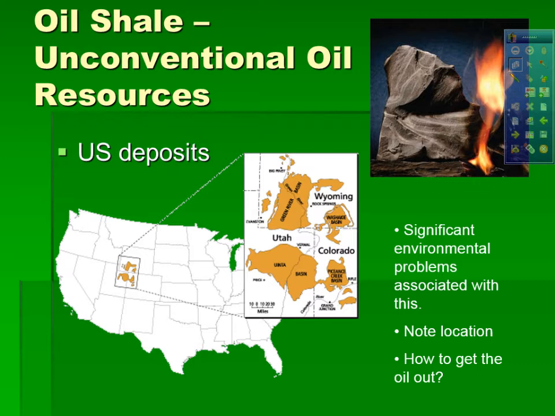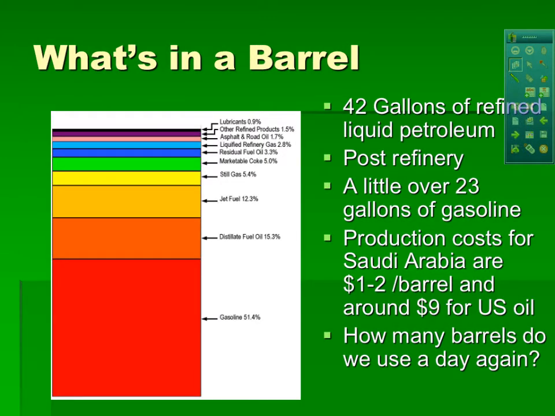Huge environmental costs for mining it out, for getting it out, and then in areas where there's a lot of other natural resources that you don't want to interrupt, a lot of freshwater resources, stuff like that. Okay, in 1 barrel of oil, 42 gallons of liquid petroleum after it's gone through the refinery, so that's about 23 gallons of gasoline. The production cost is so cheap, $1 to $2 per barrel for the Saudi Arabia oil, or $9 per barrel for the U.S. oil.